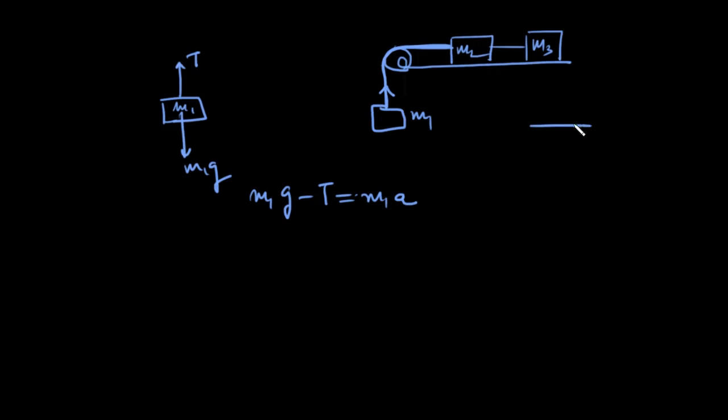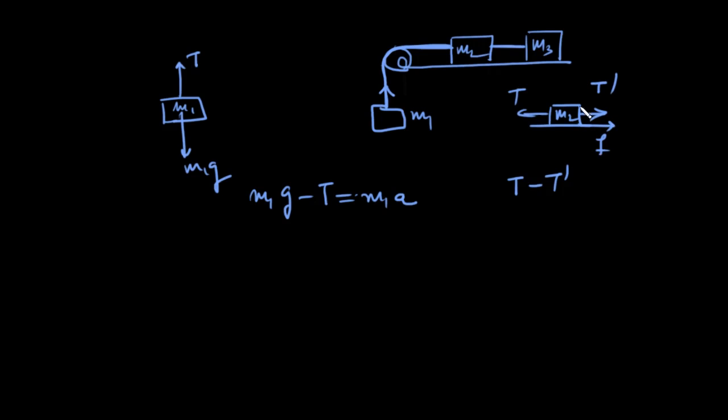What is the equation of motion of m2? M2 has T over here, and this is another string. This is not the same string because a block is there between, so this will be a different tension, T dash. So this would be T minus T dash, and there is a friction force over here.